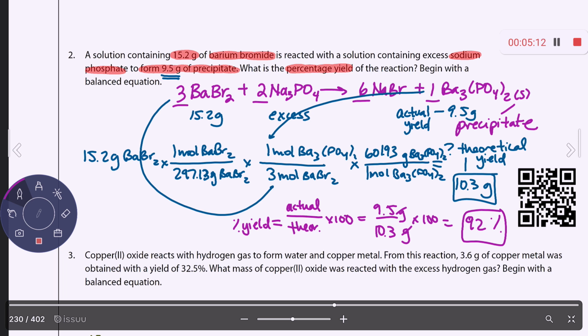And you're done. Okay. You might get a really short percent yield problem where you're given both actual and theoretical and you just divide it. Or you might get one like this. Or you might get one that has a limiting reactant component to it. Does that make sense? Okay.